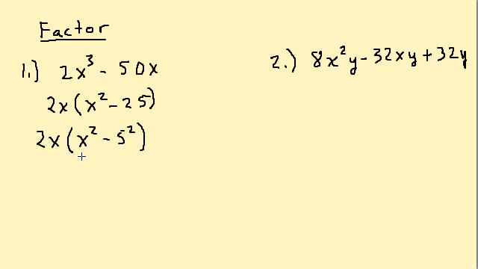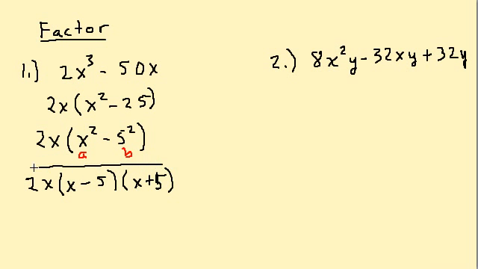And using that formula, see, there's my A and 5 is my B. So to factor it completely, I get 2x times, and then remember it's A minus B times A plus B. So that would be x minus 5 times x plus 5. And there's my answer. Okay.